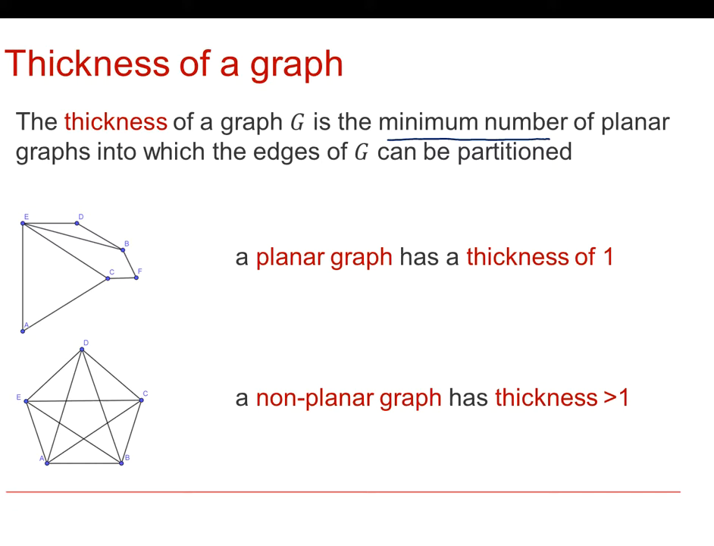Think of microelectric chips. So a planar graph has a thickness of 1, and a non-planar graph has a thickness greater than 1. This makes sense because a planar graph needs no partitioning. But if we are not allowed crossings, then we do need more than one planar layer for non-planar graphs. You do not need to calculate thicknesses in general, but it is helpful to recognize some common examples.